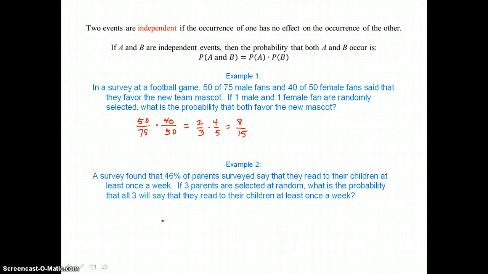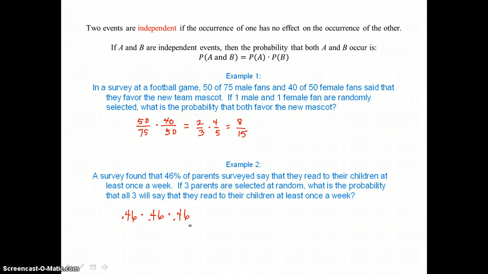In example 2, a survey found that 46% of parents surveyed say that they read to their children at least once a week. If 3 parents are selected at random, what is the probability that all 3 will say that they read to their children at least once a week? Well, the probability that the first parent selected says that they read to their child at least once a week is 46%, or 0.46 probability. The probability that the second parent selected says the same thing is another 46%, or 0.46 probability. And that the third is also 46%, or 0.46 probability.